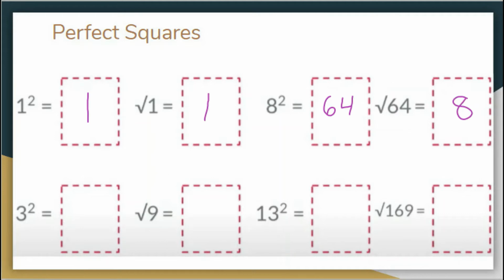3 squared is 3 times 3, which is 9. And the opposite of squaring something is square root, so the square root of 9 would give me 3. 13 squared, or 13 times 13, would give me 169. And then I can take the square root of 169 and get me back to that 13. So squaring and taking the square root are opposites of each other. And this sign that represents the square root is called a radical.